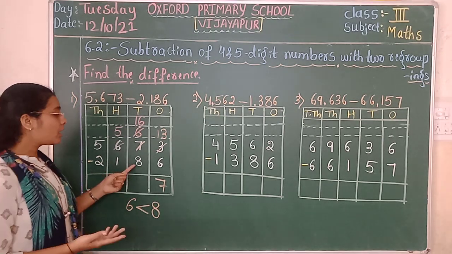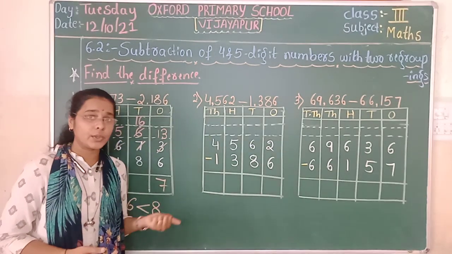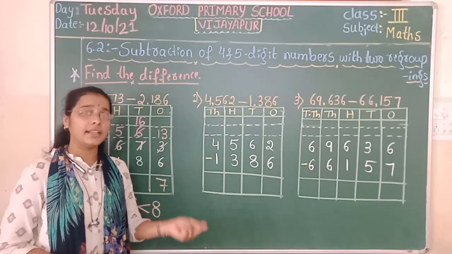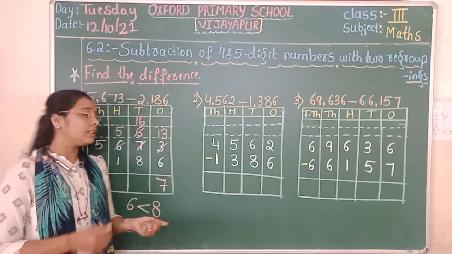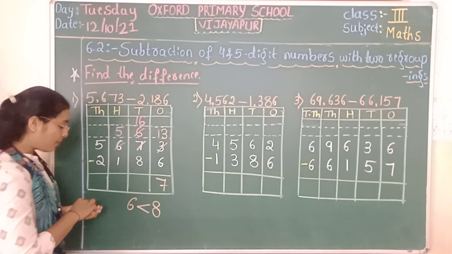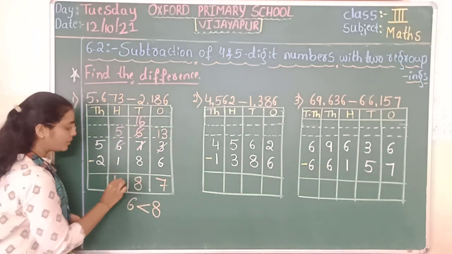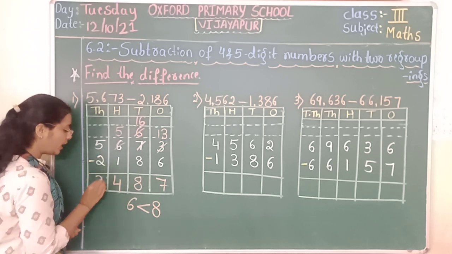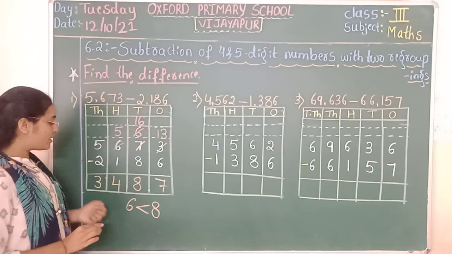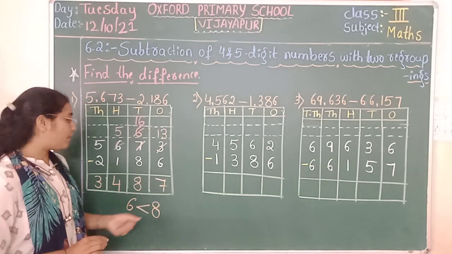Now, count the numbers after 8 to get 16: 9, 10, 11, 12, 13, 14, 15, 16. How many times did we count? 8 times. 5 minus 1, 4. 4 minus 2, 2. So the difference is 33,487.